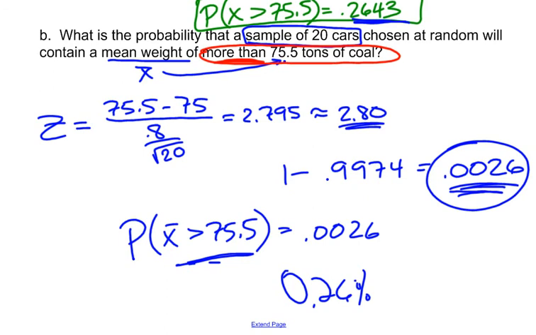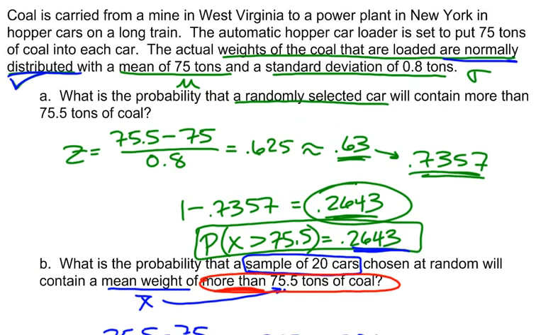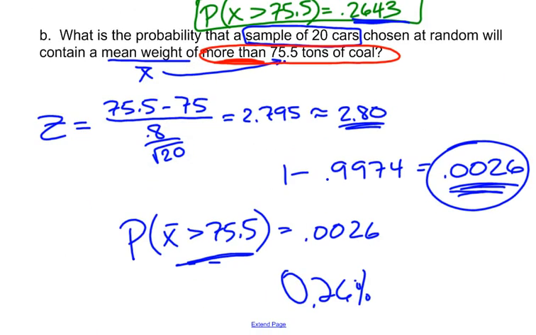So you can see that as we get a mean of a sample, we really expect that mean of the sample to be very close to the mean of the population. If we took 20 cars and looked at their mean, we would expect it to be very close to this mean of 75. But in this case, the probability of getting it a little bit off, meaning 0.5 tons off, is very low. So we want it to be very close when we take a sample that large.